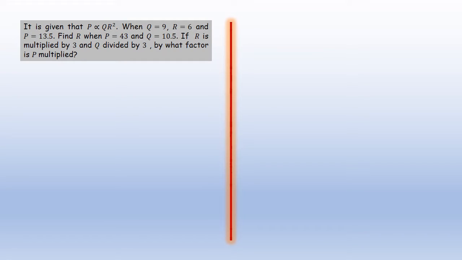Welcome to Easy Maths. This time around, we're going to try out yet another example that has to do with joint variation. The question before us says, it's given that P varies jointly as Q and R squared. So it's given that P varies jointly as Q and R squared.